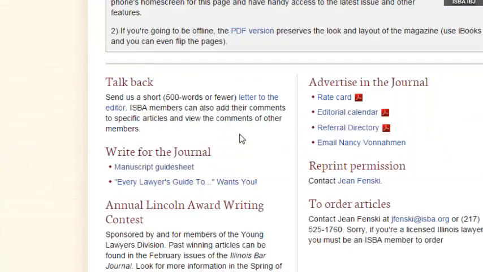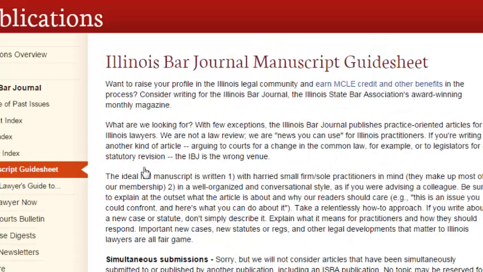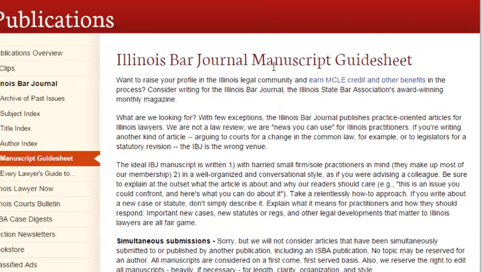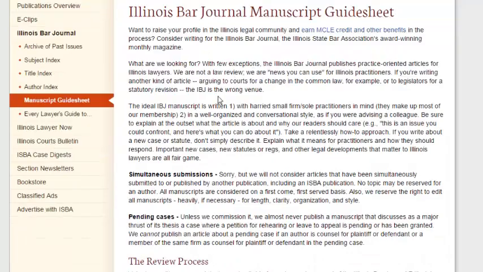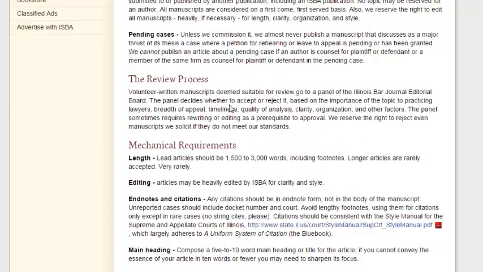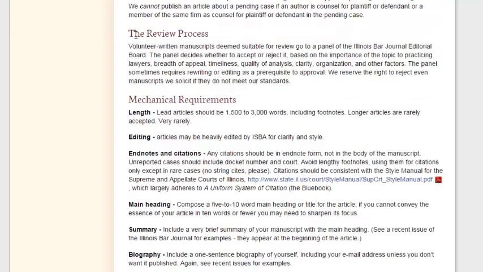The next thing I'm going to look at is, if I wanted to write for this journal, what would they require of me? So in the manuscript guide sheet, it's going to give you an idea of what they're looking for in an article, what they'd like that article to be about, different topics that they write about. One of the things you would want to be interested in is the review process.